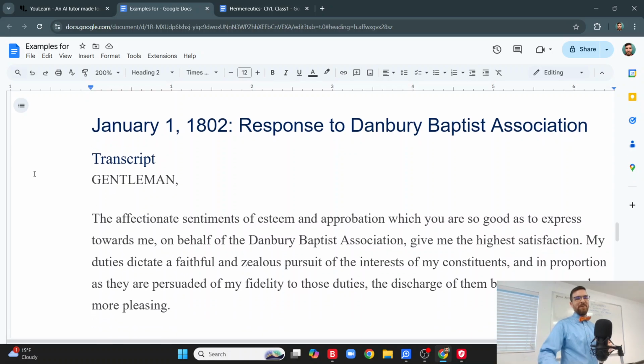January 1st, 1802, the response to the Danbury Baptist Association. I wanted to pull this up, one, because the language is very different than the way that we speak, and I found that interesting. Again, if we're trying to understand an author's intended meaning, and they use very long sentences and lots of prepositional clauses, trying to keep track of the argument will be more difficult, and it'll take more work to understand what the author is trying to say.